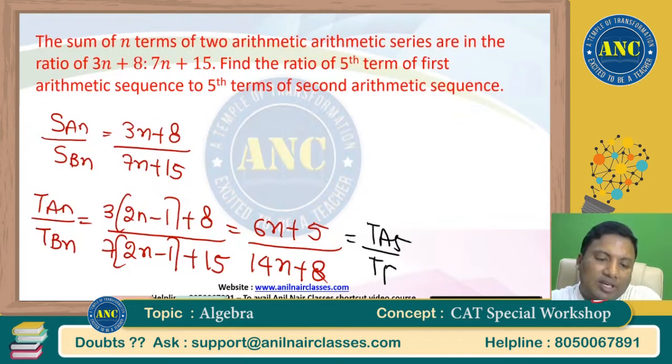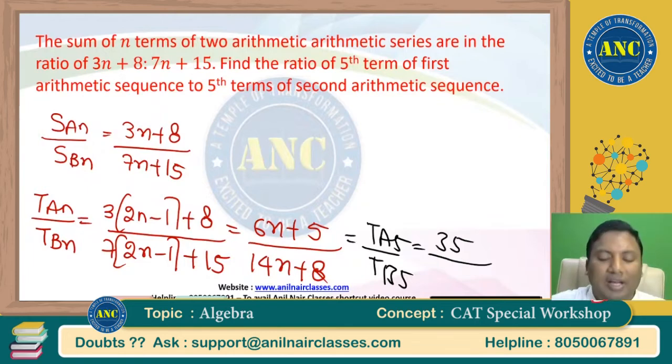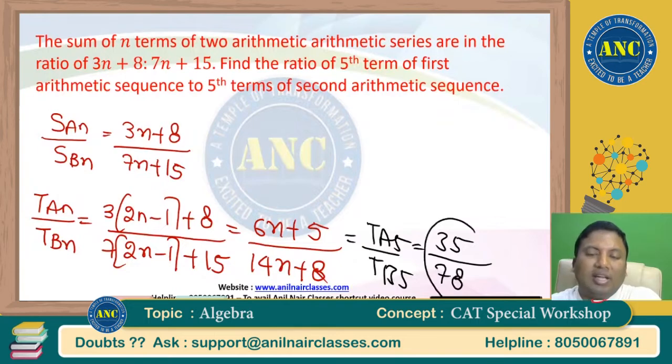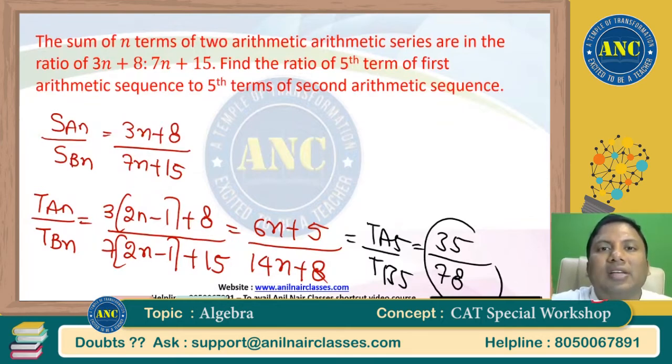What will be the answer? TA5 by TB5. 6 5s are 30 plus 5, 35. 14 5s are 70 plus 8, 78. Answer is 35 by 78. Idea clear? Sum of n terms ratio can become an nth term ratio if I replace n by 2n minus 1.